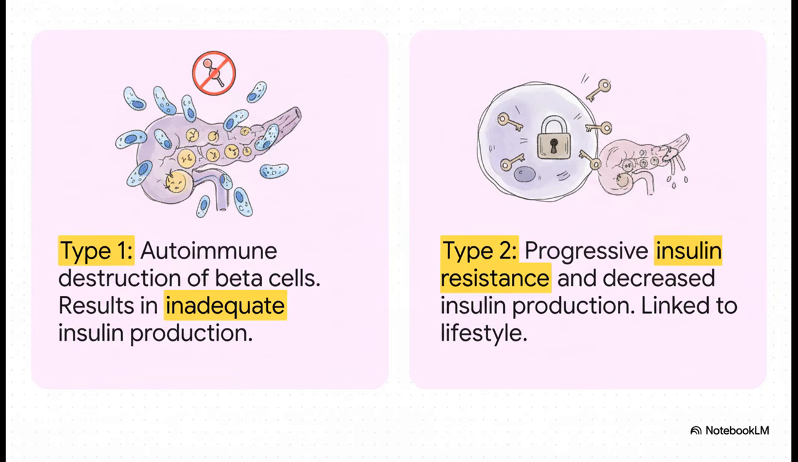Now, with type 2, it's a different story. The key is there, but the lock is kind of rusty. The cells have become resistant to the insulin. And over time, the factory making the keys, the pancreas, just gets worn out. Understanding this is everything because it dictates every single treatment decision we make.